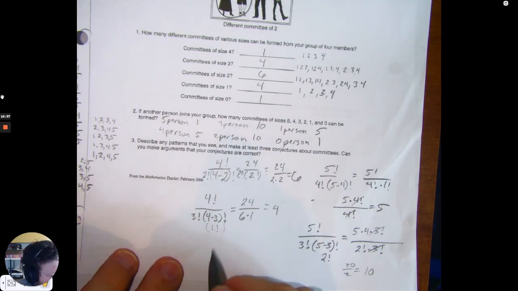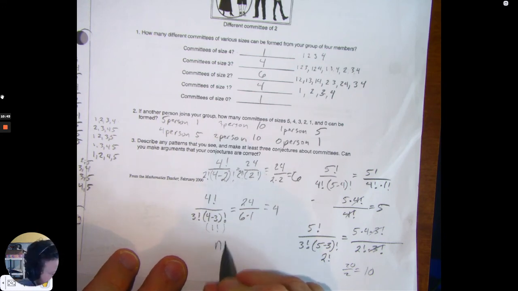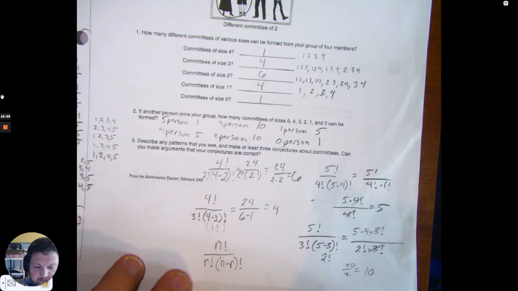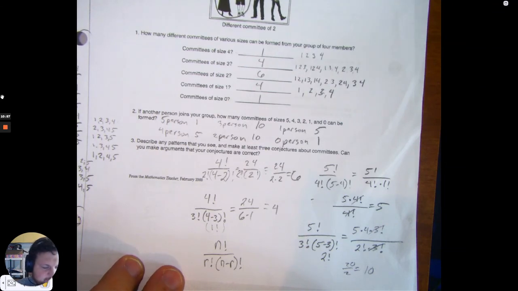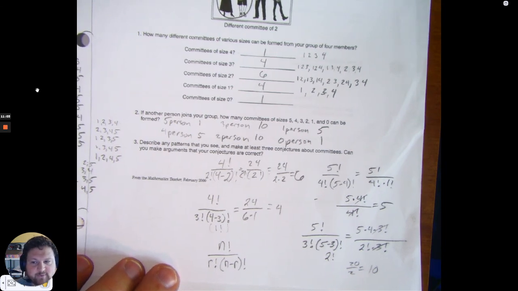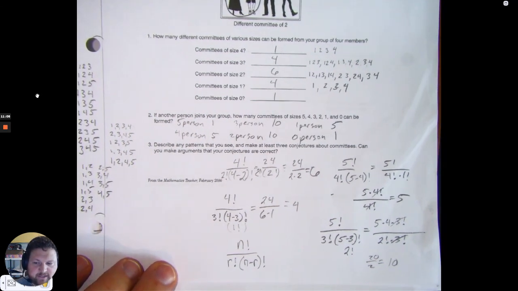When the order doesn't matter, we can take the total number of people that we're looking at, factorial, divided by the number that we're pulling out for the group, factorial, and multiply it by the total number minus the amount we want for the group, factorial. So n factorial over r factorial times n minus r factorial. This is what we're going to use when our order doesn't matter.